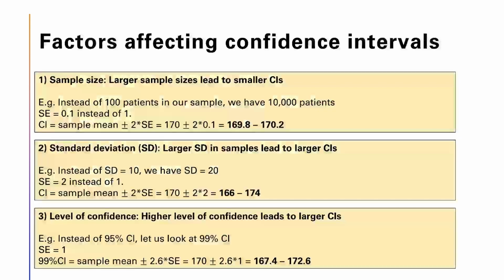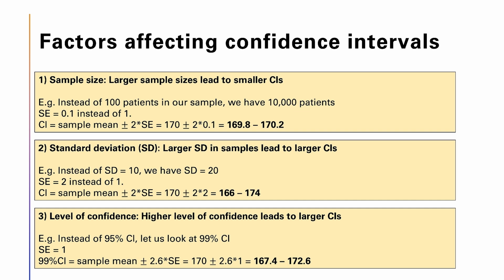So as much as confidence intervals can provide more reliability to our results, there are also factors that can affect the readings. Let us have a look at those. First, sample size also affects the confidence interval. A larger sample size will lead to a smaller confidence interval. If we assume there are 10,000 patients in the sample instead of 100, this will lead to a much smaller standard error of the mean, subsequently a narrower confidence interval.